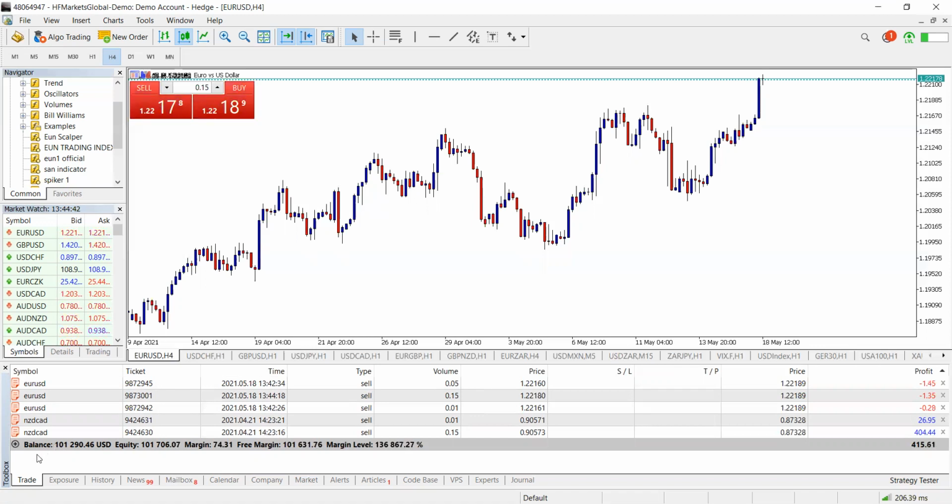So now, if you come here, do you see where it's written balance? Balance is the money that is in your account. Then after balance, we go on equity. Equity is the money that remains in your account after you close the open trades. You always notice that balance doesn't move, but equity will always be moving.